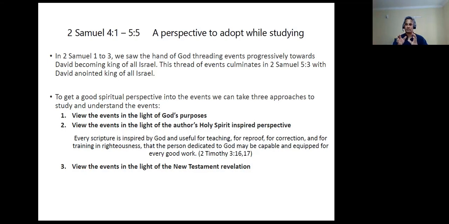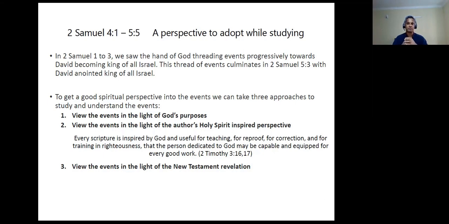The first of these perspectives is to view the events that we are studying in the light of God's purposes. There is always the literal part of it. You read it, there's some literal meaning that you get out of it. But take that and view it in the light of God's purposes. So God reveals his purposes through the word, through the Bible, right? So look for what is God's purpose in this set of events that we are studying.